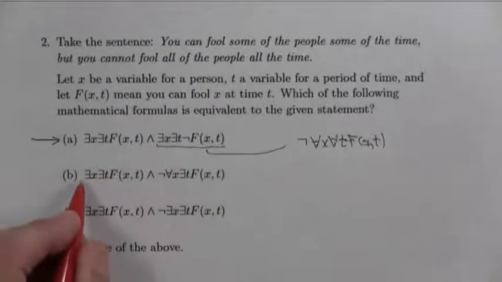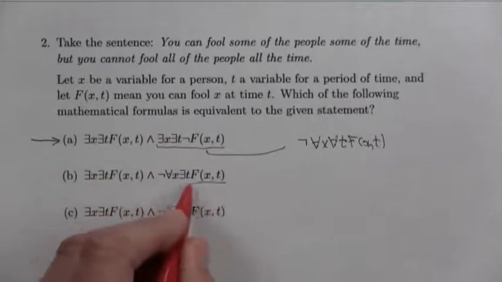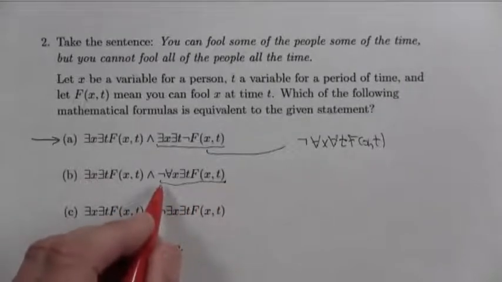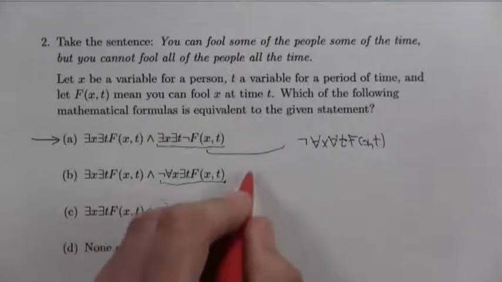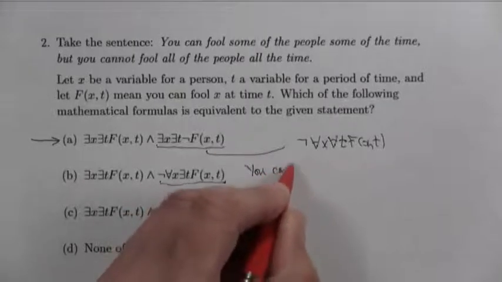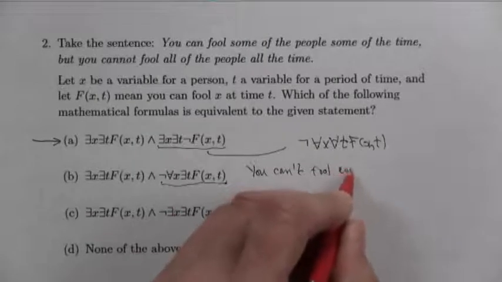Okay, let's look at part B. What is this? Well, the first parts were the same in all of these three, so the distinction is in the second part. So let's see what this one says. Can we express that in English? Well, it's tricky to express in English because of these American Melanoma Foundation type issues. I mean, you could say something like, you can't fool everyone.